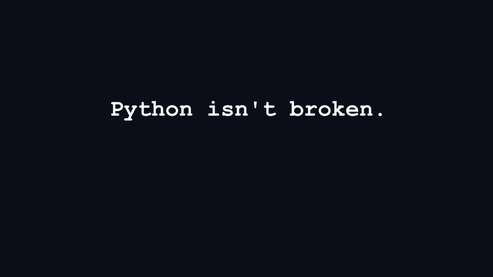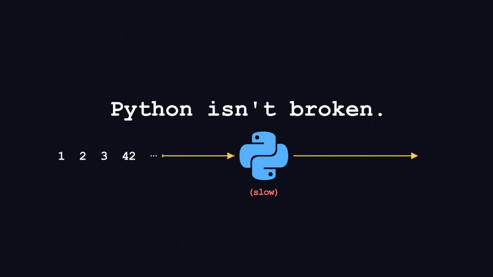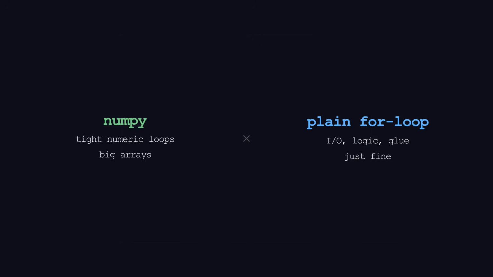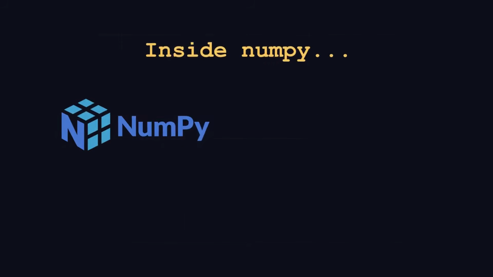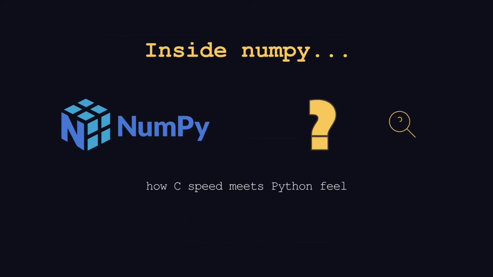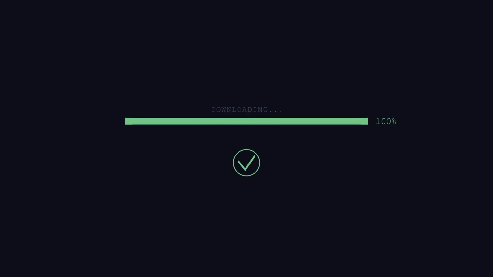When Python is slow, it isn't broken. It's doing something C doesn't do, running every number through an interpreter. Once you know that, you know when to reach for NumPy, and when a plain for loop is fine. And there's something fascinating inside NumPy, how it keeps that loop at C speed without losing the Python feel. But that's a story for another video. Cognitive architecture, updated.